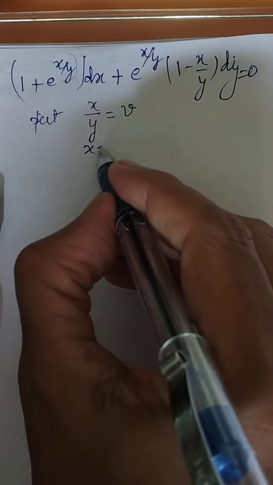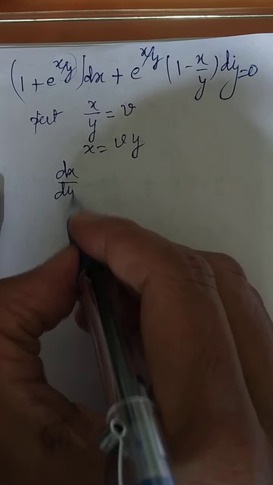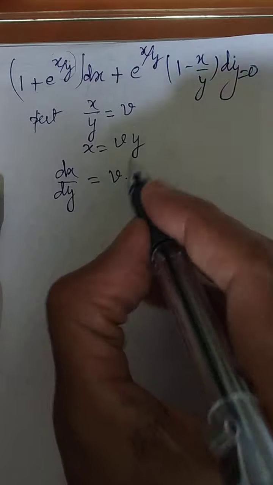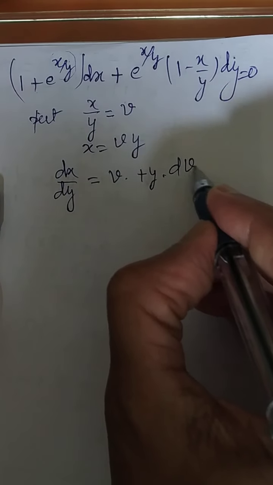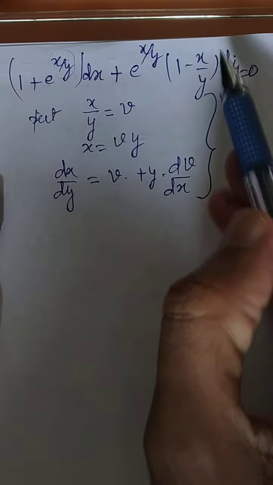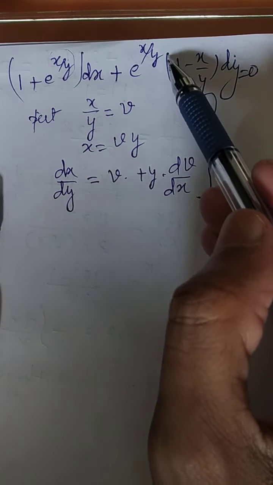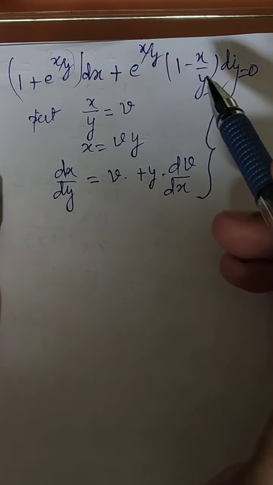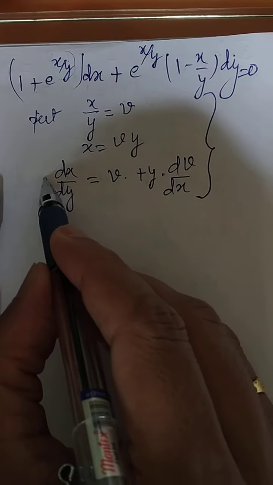Here you can write x equals vy. Now dx by dy will be equal to v as it is. Differentiation of y will be 1 plus y as it is. Over here it will be dv by dy. So that is the change in the question. You can notice that the question is homogeneous of the form x by y. Previously we saw y by x in one of the questions. Now if the question is in this form, then arrange the question in the form of dx by dy. So I am just shifting the terms.